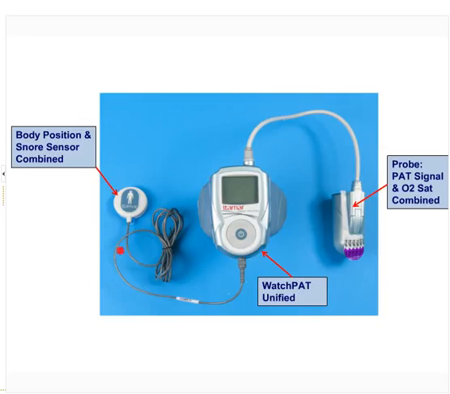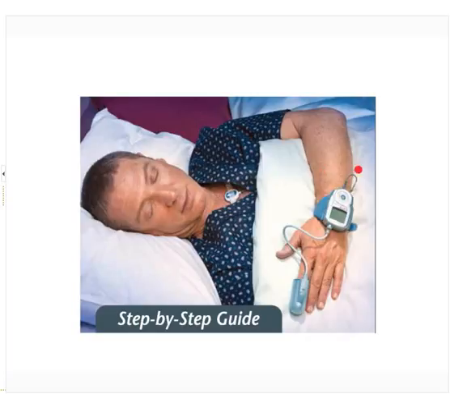Another picture of the latest version of the WatchPAT Unified, where the finger probe has the PAT signal and oximetry and heart rate combined. There is the actigraph, which is built into the wristwatch part of this. This is, in a sense, the CPU of the device. And then you have a body sensor that goes on the chest that helps determine body position and snoring, all in one device that sits on the chest. And in action, it looks like this. You have it on the patient's wrist. The probe is here. The snoring and body position sensor is here.